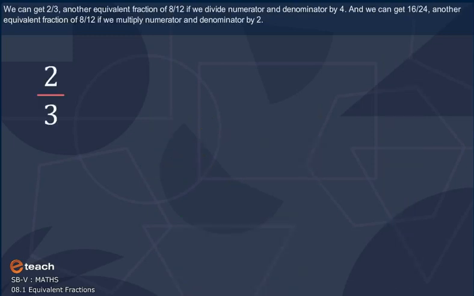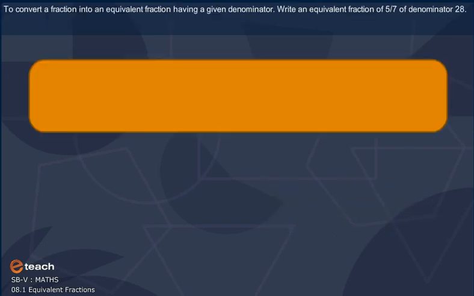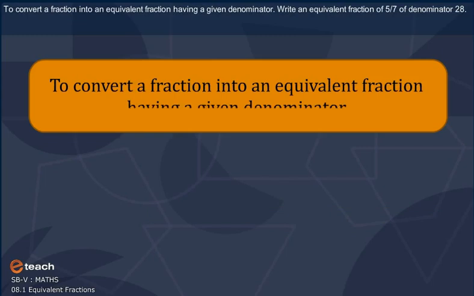We can get 2/3, another equivalent fraction of 8/12, if we divide numerator and denominator by 4. And we can get 16/24, another equivalent fraction of 8/12, if we multiply numerator and denominator by 2. To convert a fraction into an equivalent fraction having a given denominator.